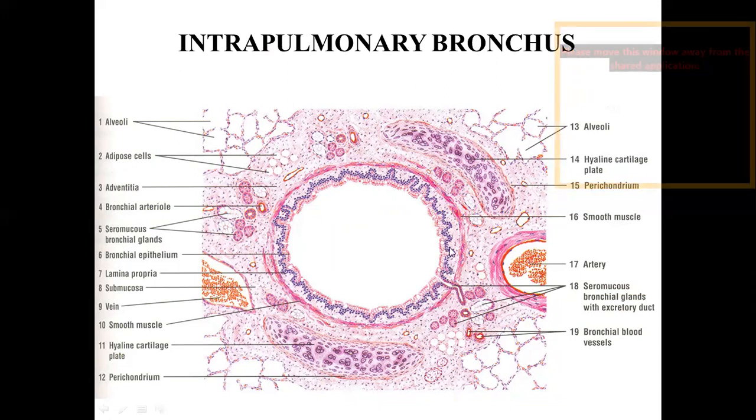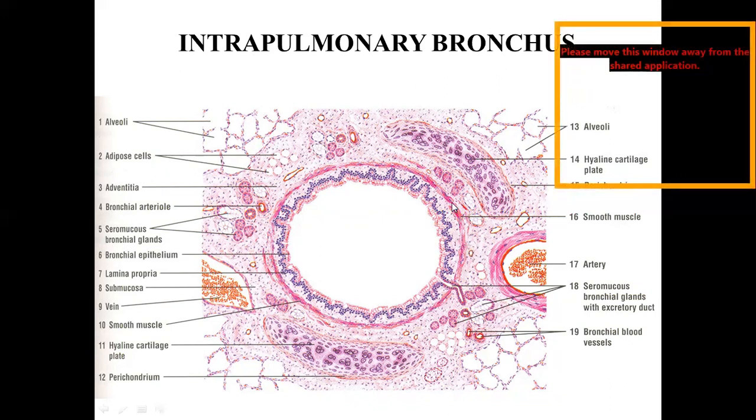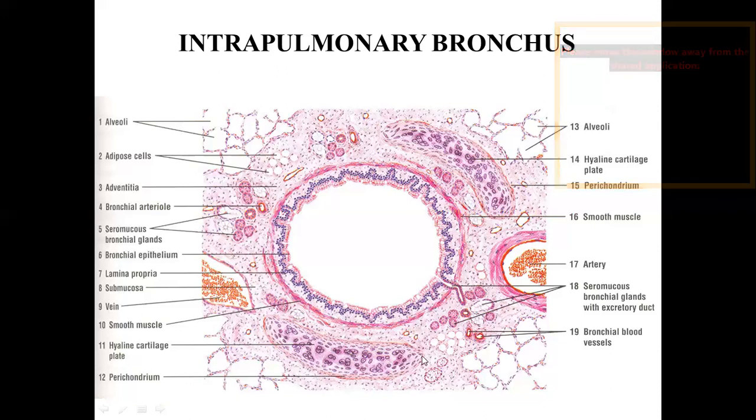Beneath that is the lamina propria, where you have the gland. Now here, between the lamina and submucosa, we have a smooth muscle layer. So you can make out a circular smooth muscle layer. Then you have the submucosa layer with the glands, serous as well as mucus. Here you can make out serous acini and mucus acini. So we have a seromucous gland. Then we have a cartilaginous layer.